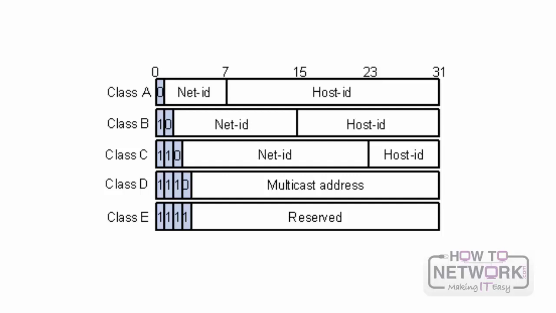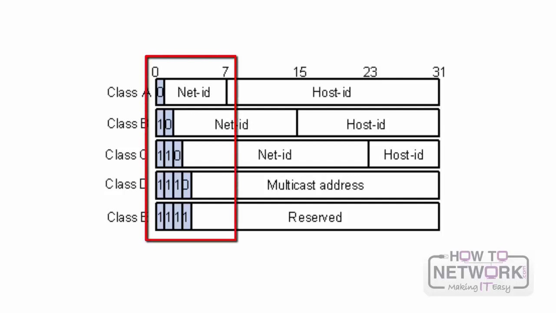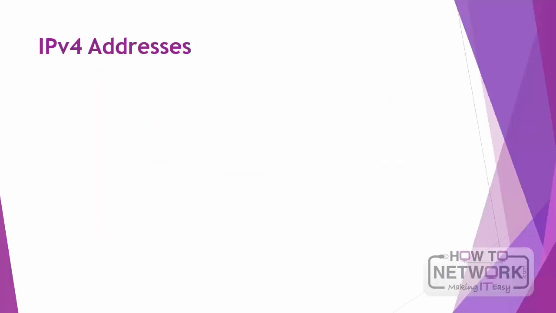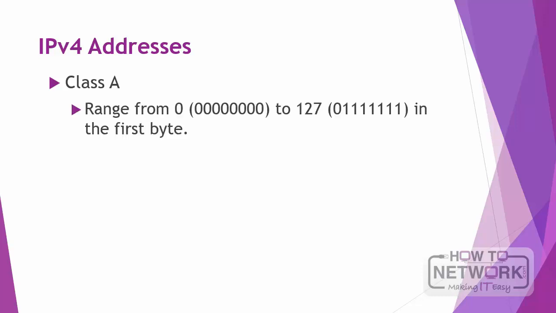The first octet dictates which class the IP address is in. As you see in this diagram, the beginning bits of the first octet will dictate what class the IP address is. There are 5 classes, A, B, C, D, and E, and let's go ahead and talk about each of those at this time. Class A addresses range from 0 to 127 in the first byte.